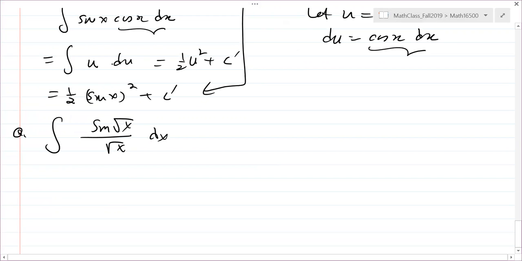Right, for this one, sine of square root of x divided by square root of x. When you see a problem like that, the first thing to try is, okay, I don't like the square root of x inside sine, so I'm going to use substitution. Maybe I can simplify, maybe not. Then du is very well known: it's 1 over square root of 2 times square root of x dx.